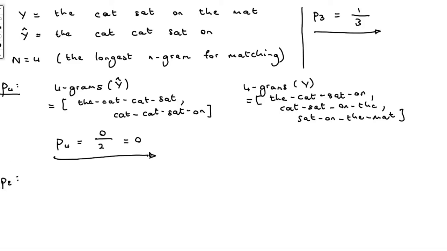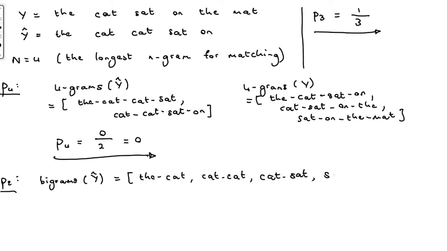P2 gets a little bit crazy. Okay, but let's, I'll write it out. So bigrams in Y hat, I always need to write it out. Bigrams in Y hat is the cat, cat, cat sat, sat on. Reinhard, shut up, but it is the right answer as well. Okay, so you said 3/4, that is completely correct.